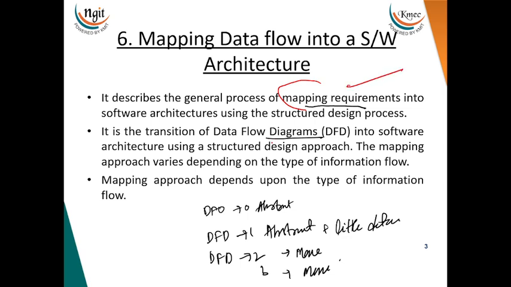What is the main requirement? How are you going to do it? How is the data flow mapped into the software architecture design? How are they mapped, DFD to architecture? How does information flow? Mapping approach. There are three or four types.